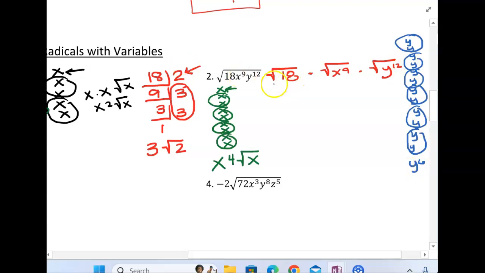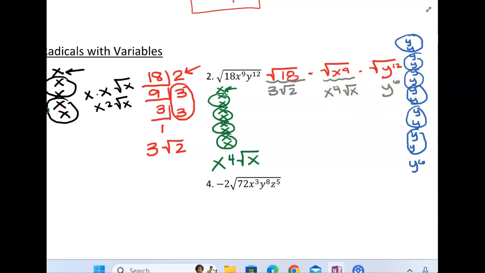Okay, now when I go back and put it all together, remember, square root of 18 is simply 3 square root of 2. X to the 9th is simply x to the 4th square root of x. And then y to the 12th is simply y to the 6th.